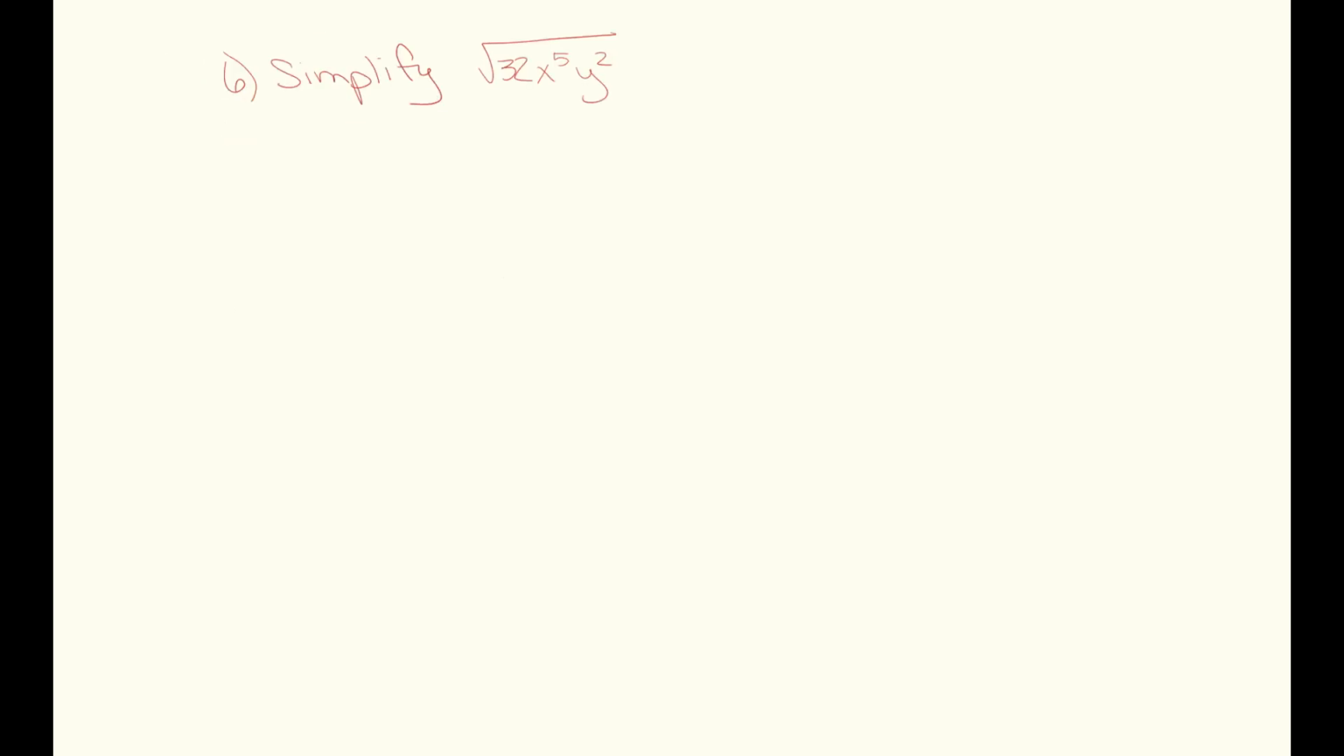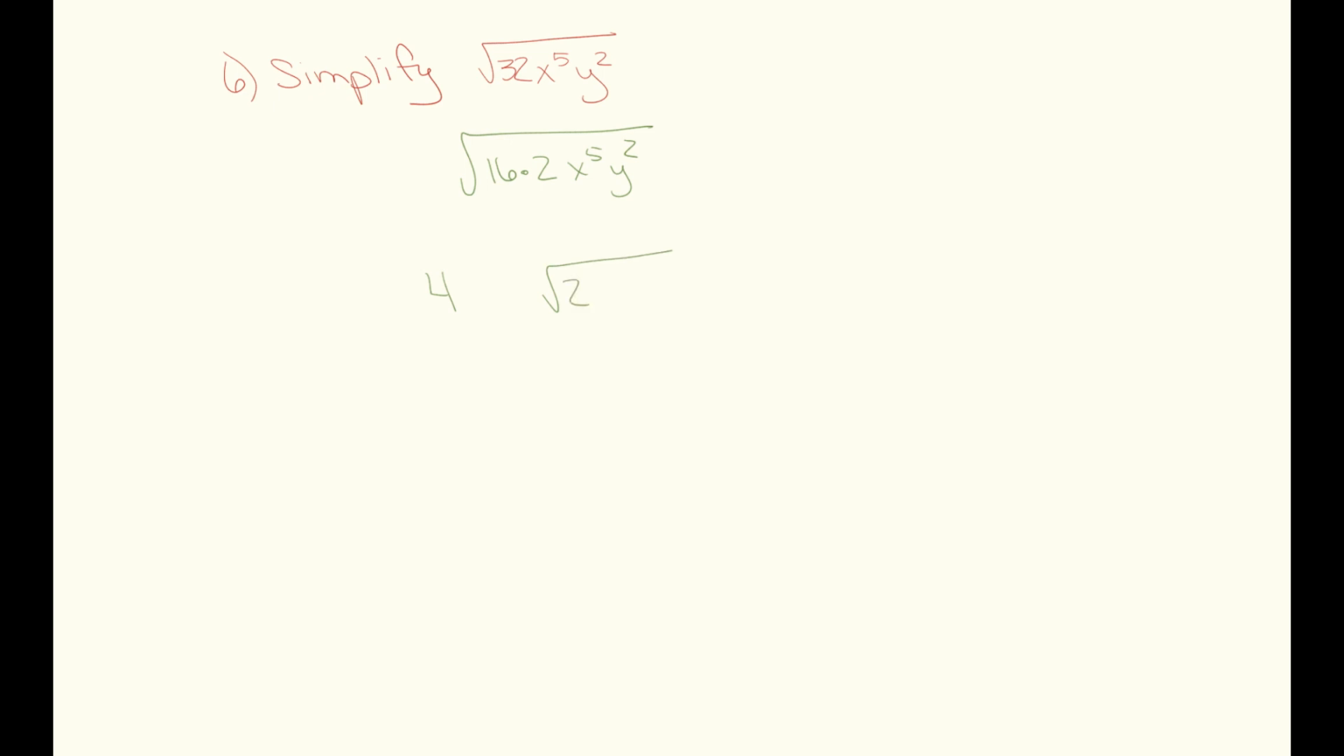So this is another simplification problem. So 32 is not a perfect square, but it does have a factor that's a perfect square. 32 is 16 times 2. So the square root of 16 is 4. I can't do anything with the 2, so I leave that inside.